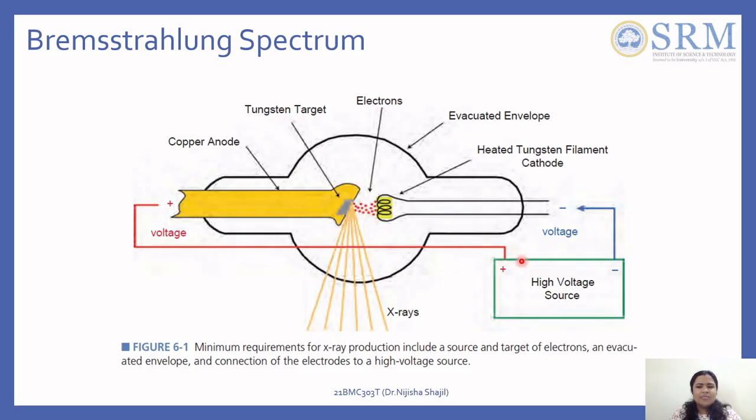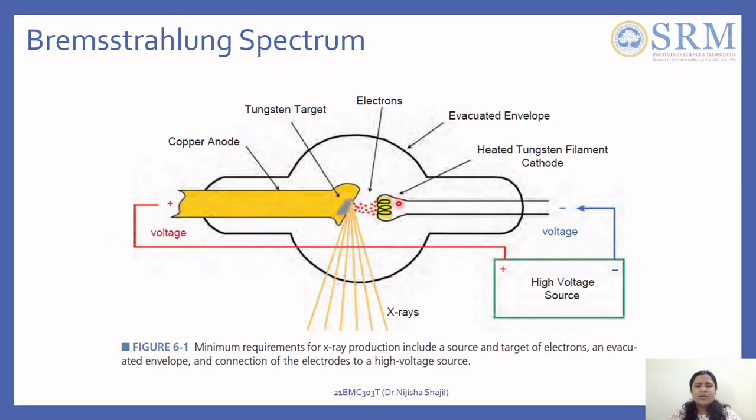You have a cathode which is negatively charged. Here the electrons are generated, and you can see it is connected to a high voltage source. Why do I need a high voltage source? Because I need more electrons, and the electrons have to get accelerated. I give the high voltage to the cathode. Here the electrons get generated. I now need to speed up the electrons, so I connect it to an anode which is positively charged.